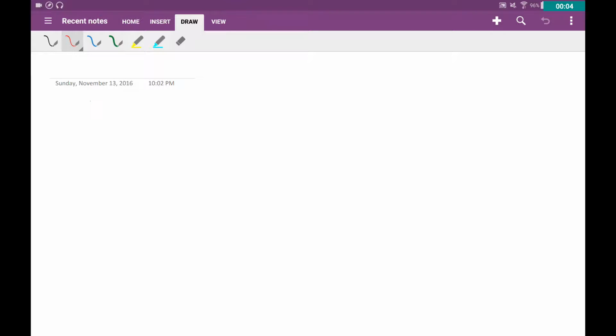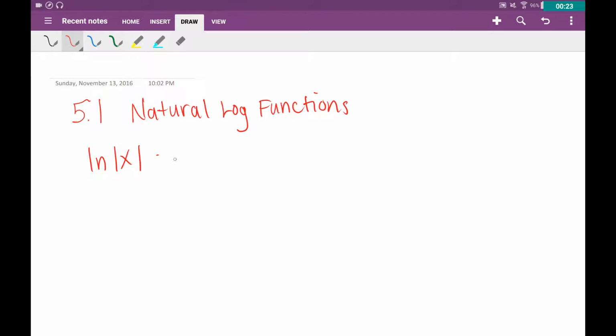So remember, we're in section 5.1, finding the derivative of natural log functions. If you remember, if you could get it from the video the other day, the derivative of natural log is just the derivative of what's inside. So in this case, it'd be 1 over what's inside, so 1 over x.